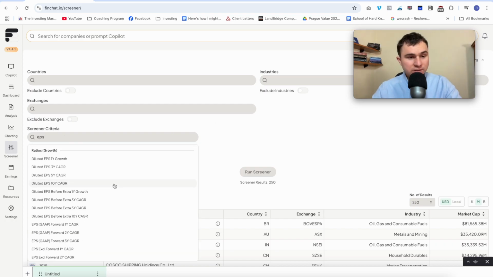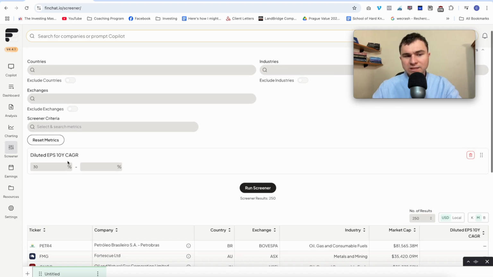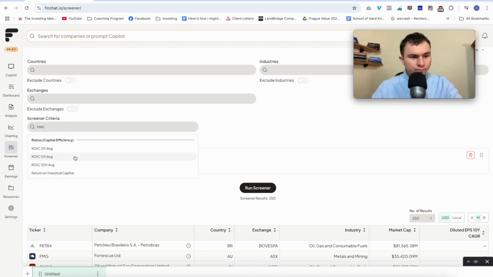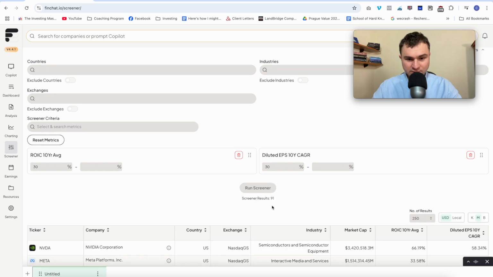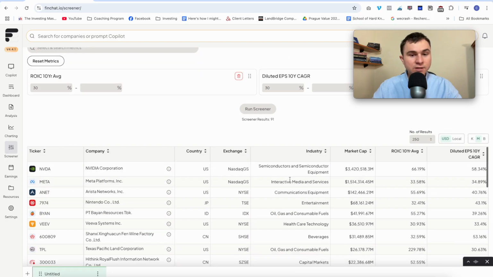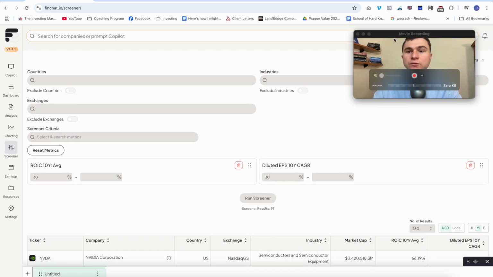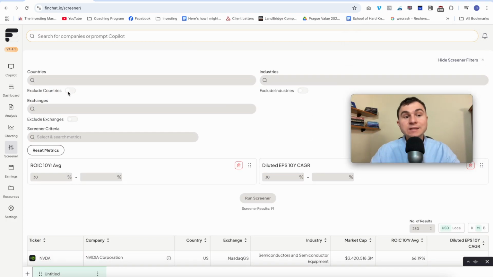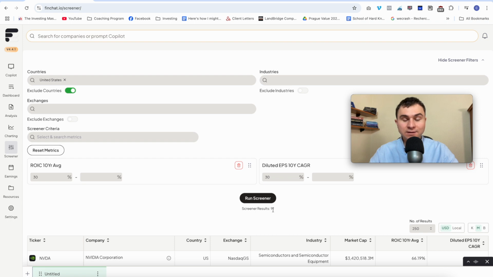So if I want to invest in companies that have grown their earnings per share by 30% or more for the past 10 years, so a lot of growth, I want the companies with a ROIC of at least 30%, so return on invested capital of 30%. You have how many results? 91 results. Okay. And I want to check these companies. You have companies in the US, China, Japan. Let's say I want to exclude the US. Okay. Exclude US. So instead of 91 companies, I have 82 companies.